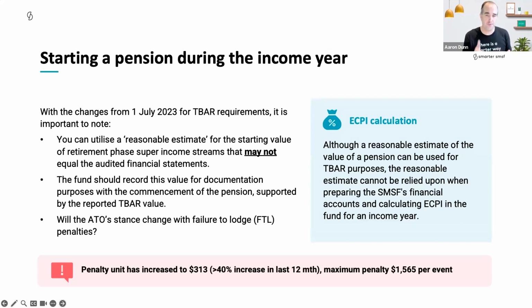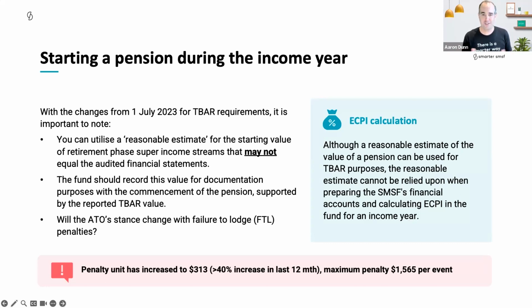And we have seen from the 1st of July an increase to $313. So only 12 months ago, the penalty rate was $222. We saw in the budget in October last year, with Labor, an increase from $222 to $275, and we've seen a further increase now from $275 to $313. So that's a 40% increase. In that instance, a failure to lodge on time, if it is 5 months or more late, then that maximum penalty can be as high as $1,565 per event.